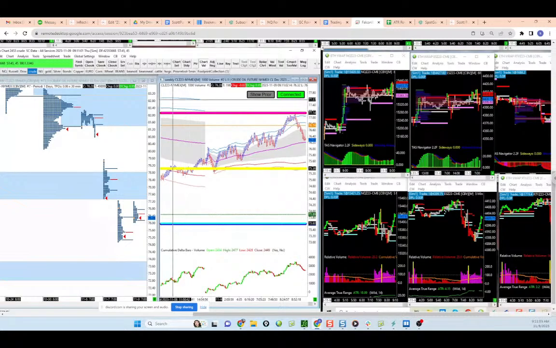I'm getting out. This is a 70-tick trade, and I had double size on. So I'm getting out. I'm not going to get out of half. I'll get out of a third. I had 18 on. I'm going to get out of 6.